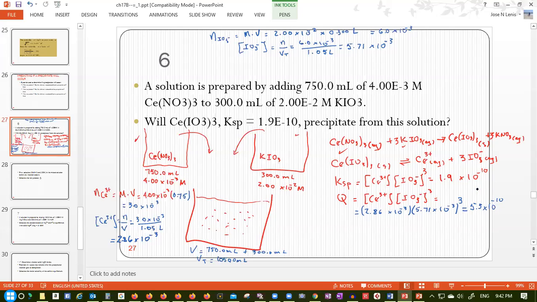Same order of magnitude as the KSP, right? And let's compare the two numbers. Which one is bigger, KSP or Q? Here we have 1.9 times 10 to the negative 10, and here we have 5.3 times 10 to the negative 10. So we said that Q is bigger than KSP, therefore precipitate will form.